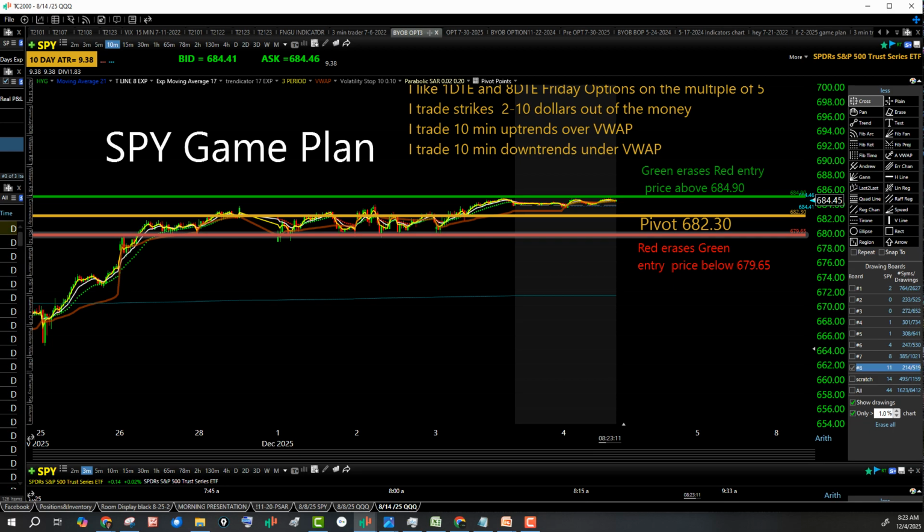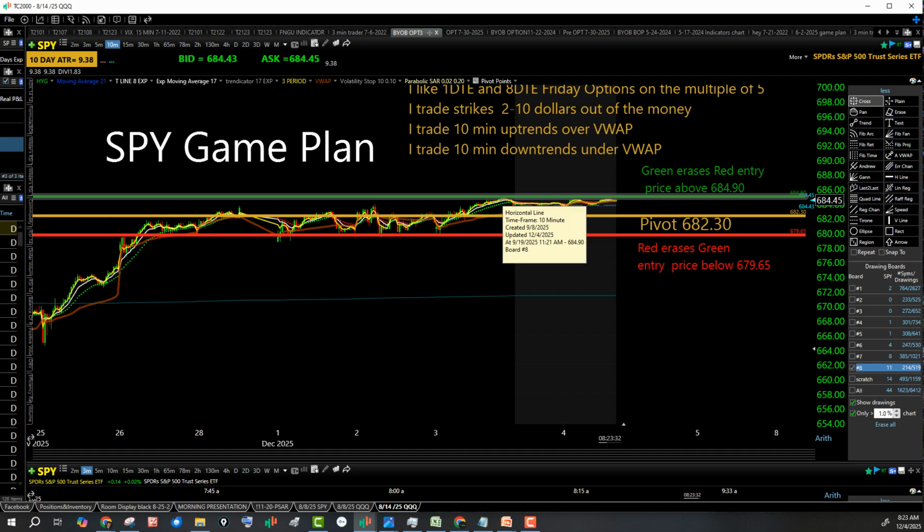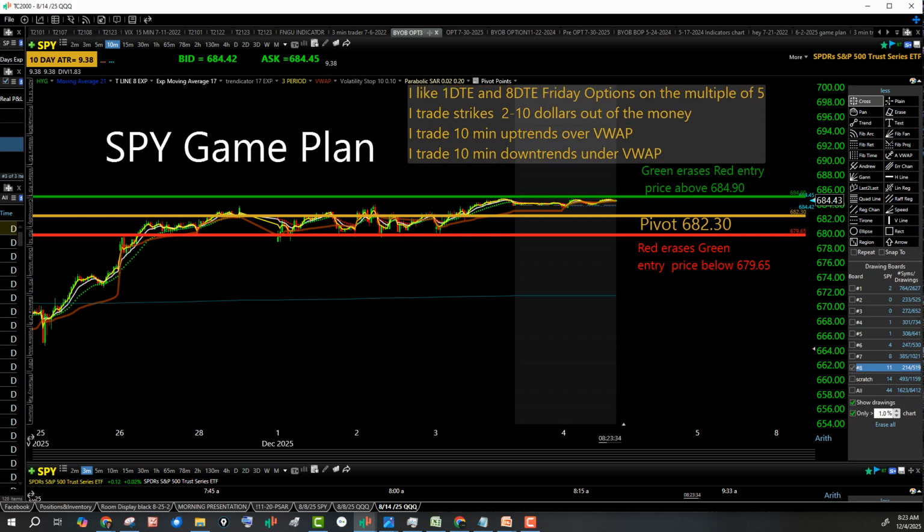679.65. Okay, so if we break the lows, see all those tails down there? Every time I rode price up to the top. If we break below those tails, I want to be a bear underneath that. I don't mind us coming down and checking it, but we shouldn't be checking it since we broke out of the top side. All right, so we'll see what happens.